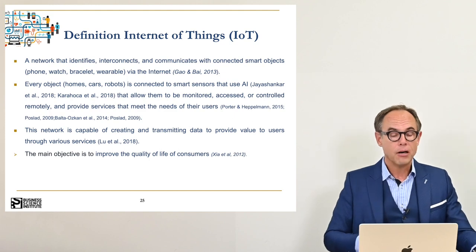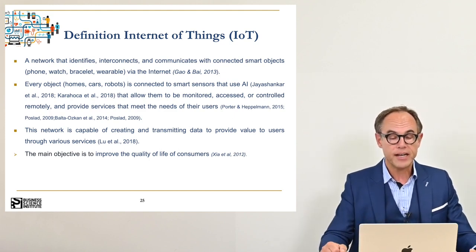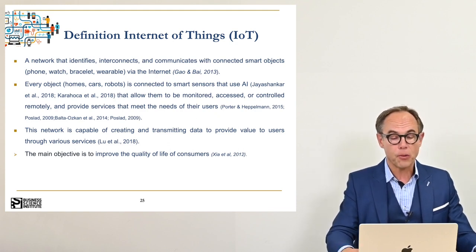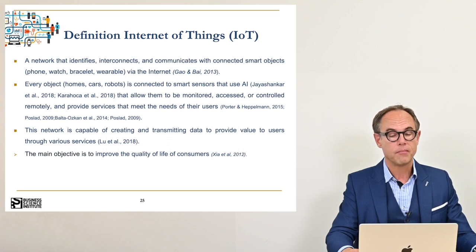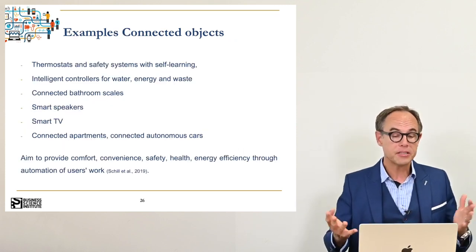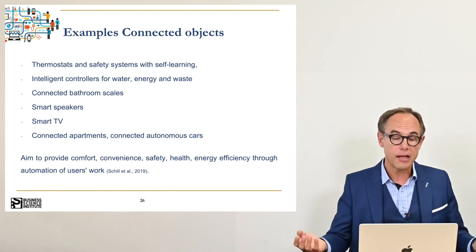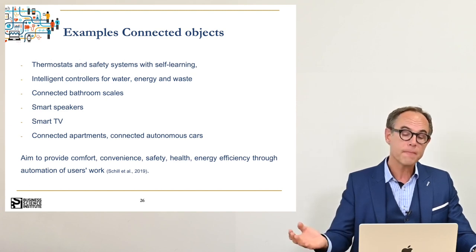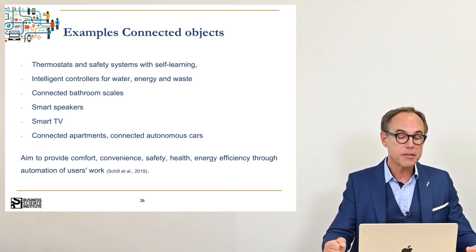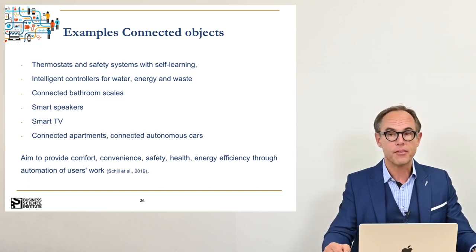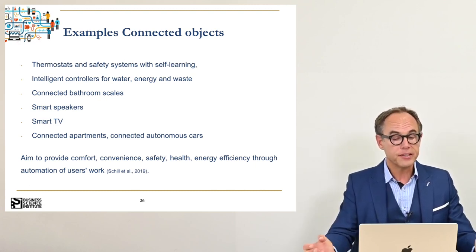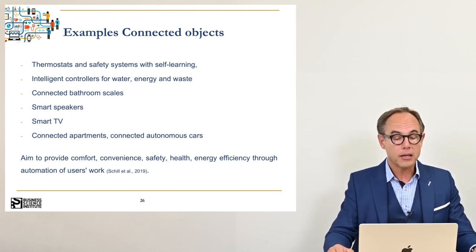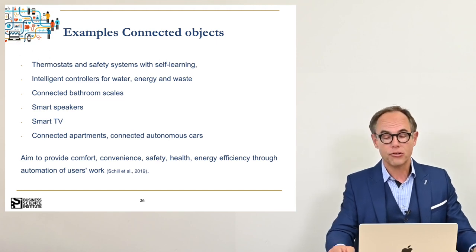This network is capable of creating and transmitting data to provide value to users through various services. The main objective is to improve the quality of life of consumers. Some examples are thermostats, safety systems with self-learning systems, intelligent controllers for water, energy, and waste, connected bathroom scales, smart speakers, which is probably the most important and the most frequent device of smart connected objects, or smart TV, and connected apartments, connected flats, connected autonomous cars.